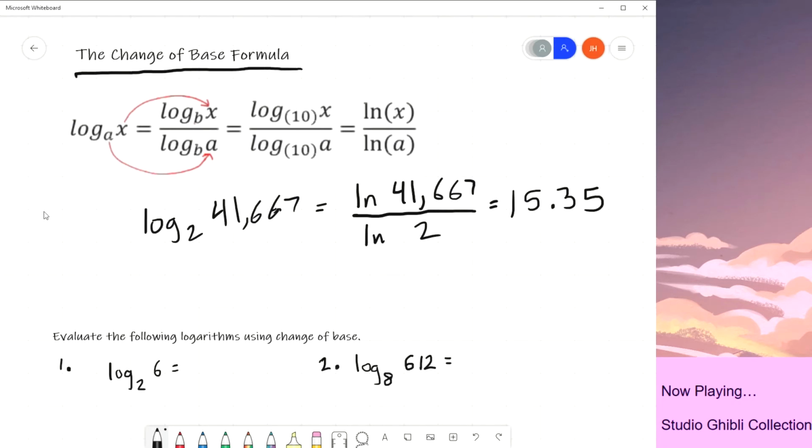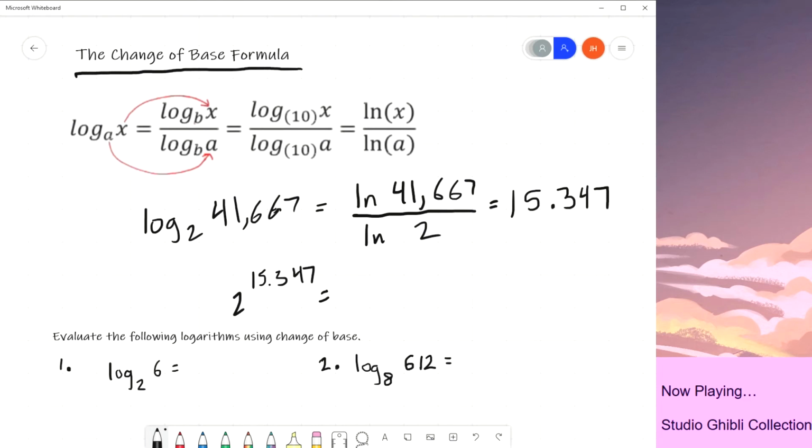Yeah, let's not round it to that. Let's round it to 347. So the log base 2 of 41,667 is 15.347. And we can actually double check that, right? We could see what's 2 to the power of 15.347. Does it equal this? If I do that, 2 to the 15.347, let's see what that equals.